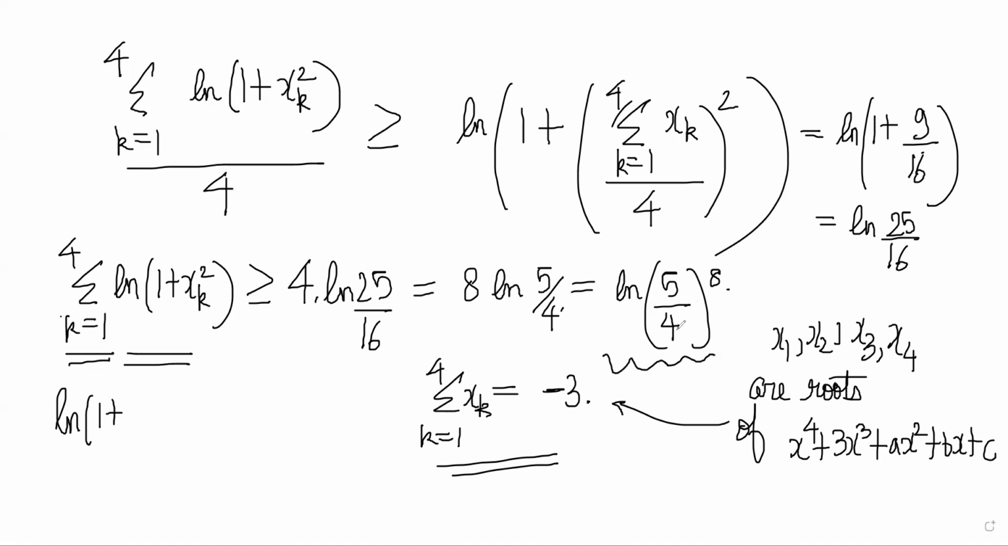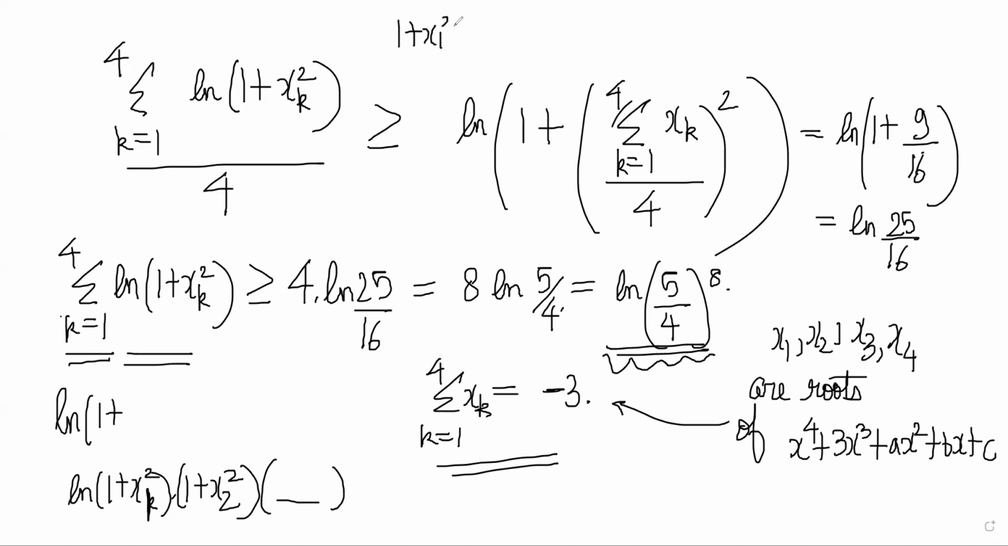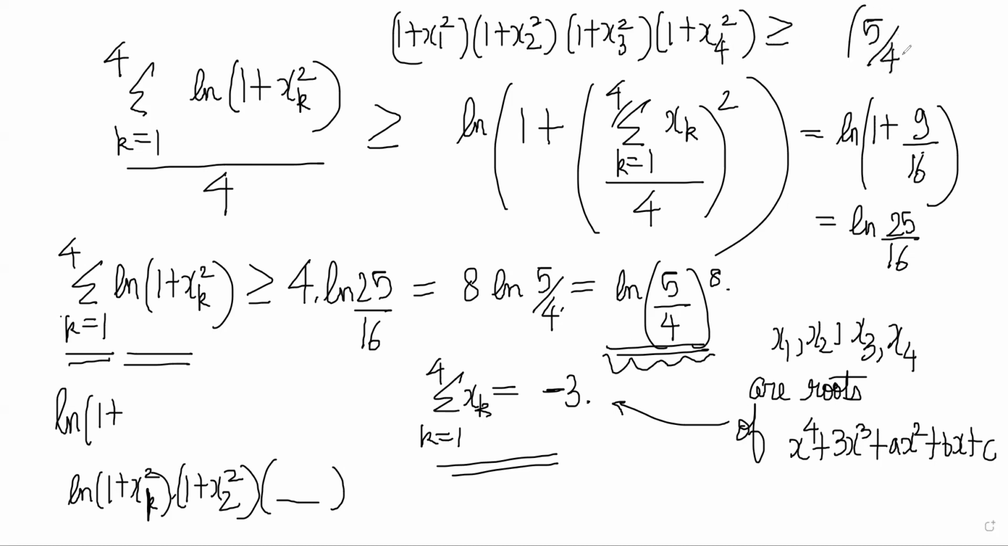Now that means that you can write it as a single product of 1 plus xk whole square and so on: 1 plus x1 whole square, 1 plus x2 whole square. Instead of summation of 4 logs, you can write it as 1 log is greater than log of this. So that implies that the product of 1 plus x1 square, 1 plus x2 square, 1 plus x3 square and 1 plus x4 square is greater than or equal to 5 by 4 power 8. Once you remove the logs, this is proved.